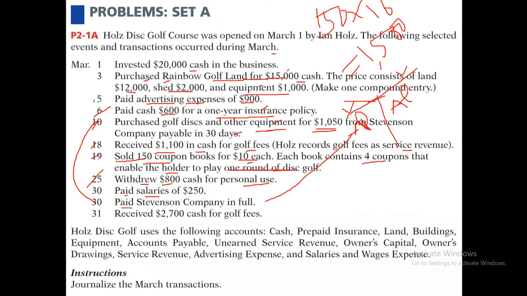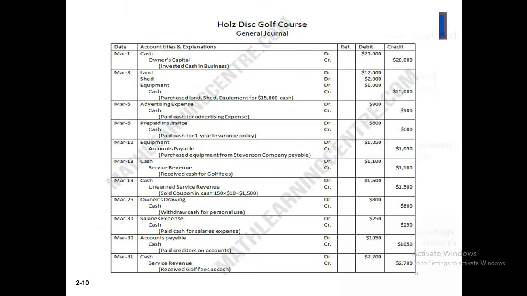And then received $2,700 cash for golf fees. So this is received, that means we have received revenue. For this revenue, cash will be debit and revenue will be credit according to the rules. So cash will be debit and service revenue will be credit.